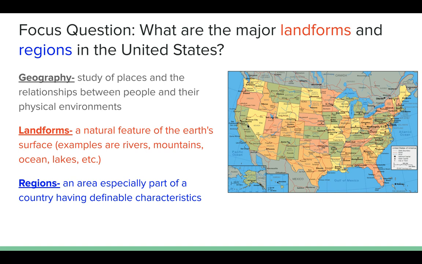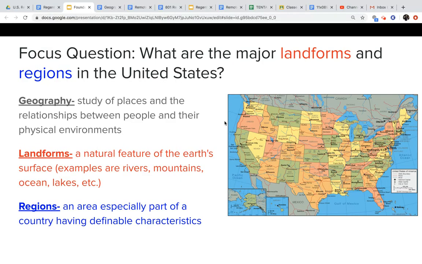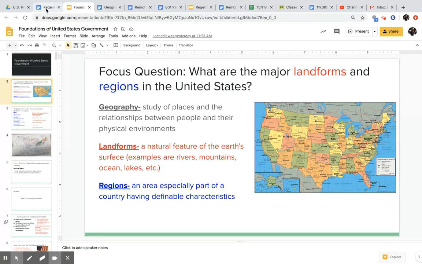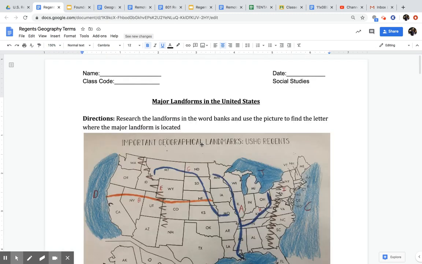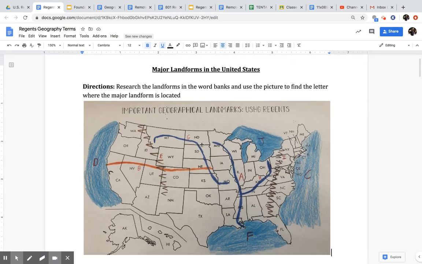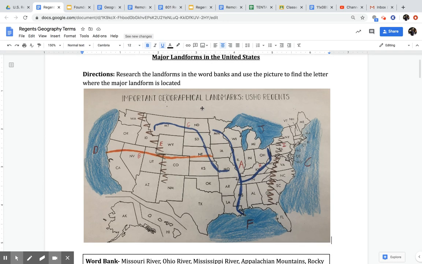Okay, so the way we're going to do this is through this document. This has been shared with you. Okay, this document, as you can see, starts with the major landforms in the United States. All right, so it's going to be pretty straightforward. You could probably almost figure out what I expect you to do just by looking at the photo, but you're going to work with this word bank here.